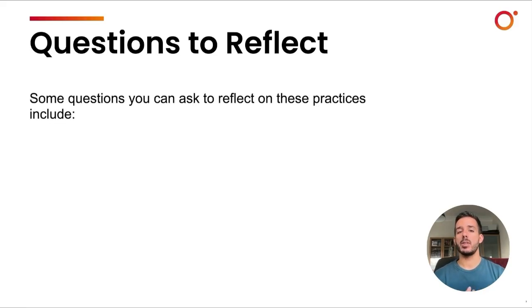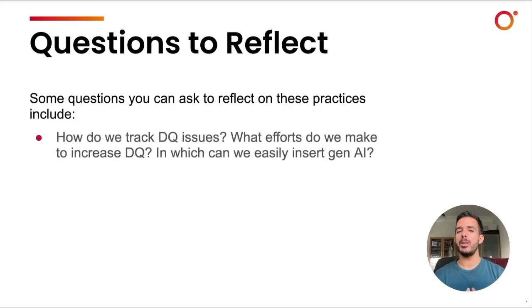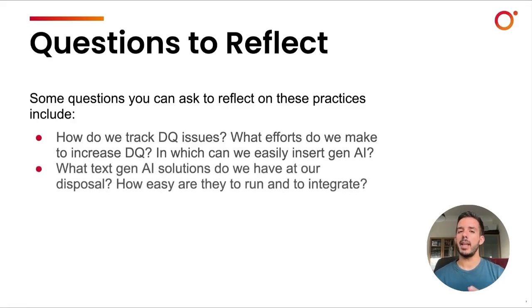Finally, what are some questions that you can ask yourself to reflect on these practices? For example, how do we track data quality issues in our organization? What efforts do we make to increase data quality? And in which operations can we easily insert generative AI? Or, for example, what text generative AI solutions do we have at our disposal? And how easy are they to run and to integrate? What is the best one to include at this point?